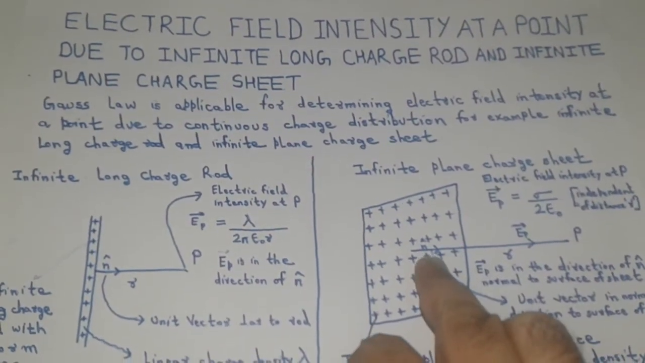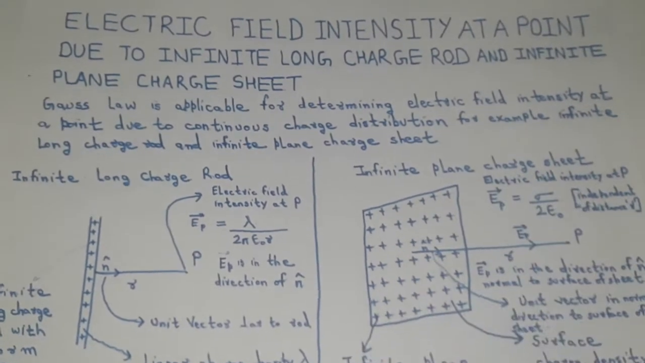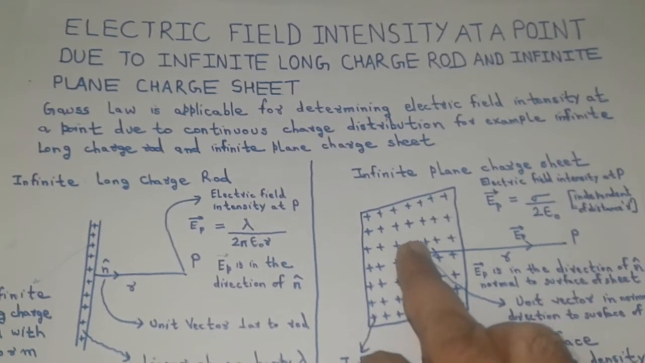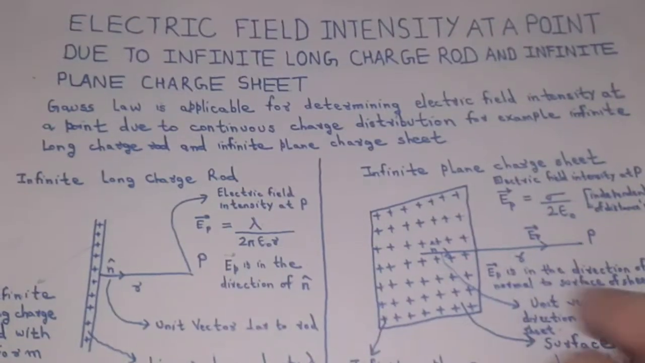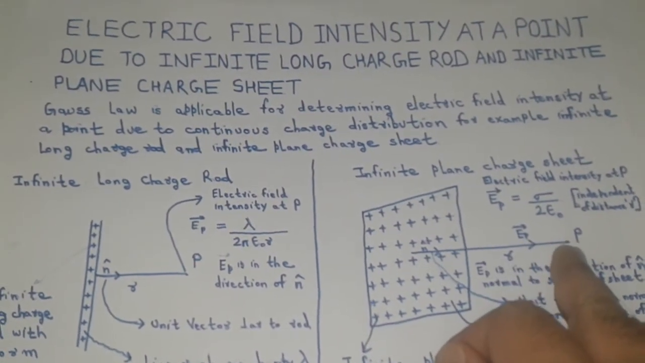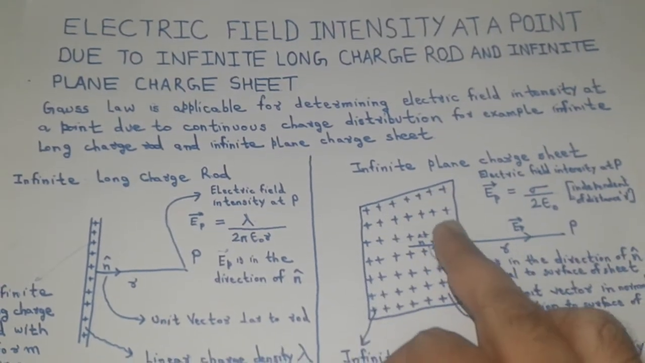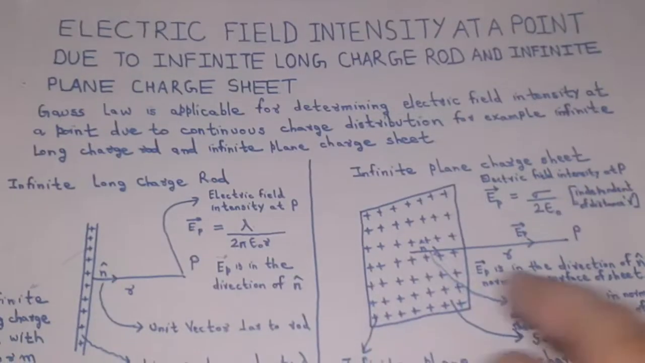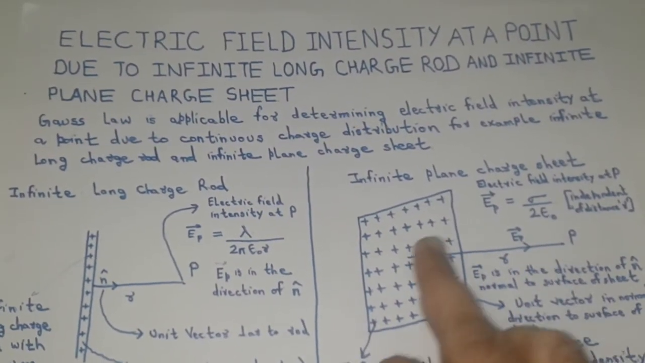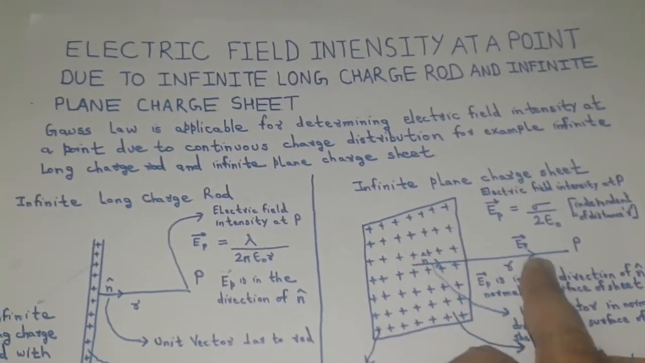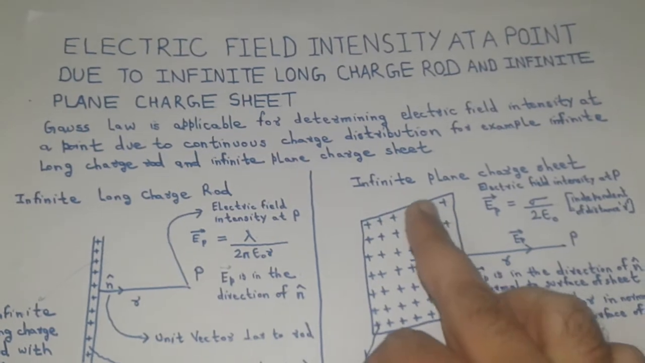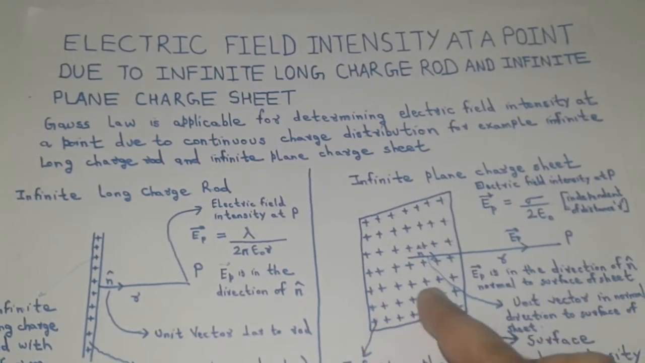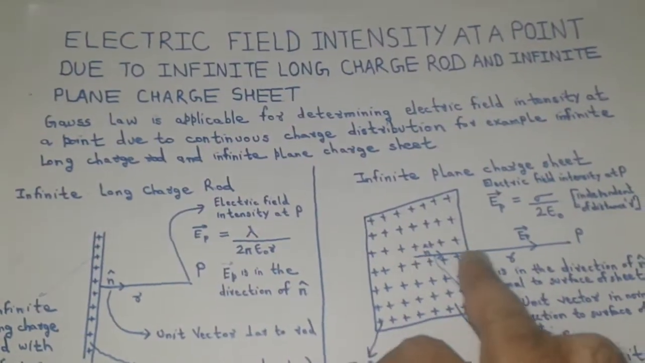Let n cap be the unit vector perpendicular to the plane of the charge sheet. Then the direction of electric field intensity at point P is in the direction of vector n cap. So the electric field intensity at point P is always perpendicular to the plane of the infinite plane charge sheet. In other words, electric field intensity is always directed normal to the plane of the infinite plane charge sheet. It is along the area vector of the infinite plane charge sheet.